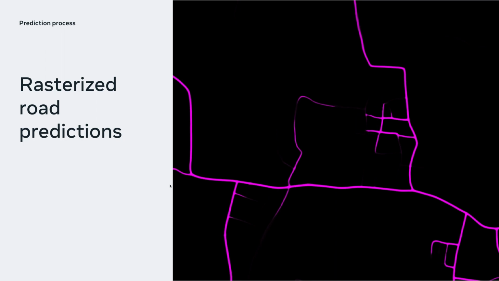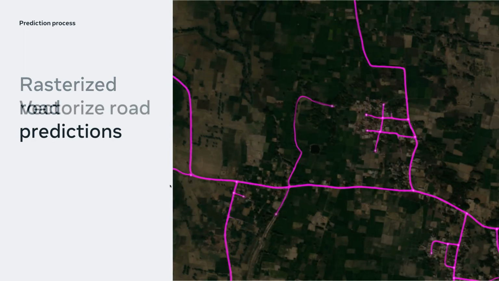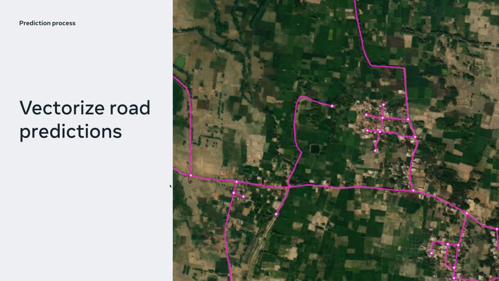Next, we pull out what we call a mask of those roads, or predicted rasterized roads, and then from that mask, we are able to create vectors. The vectors allow us to finally edit and manipulate the data.